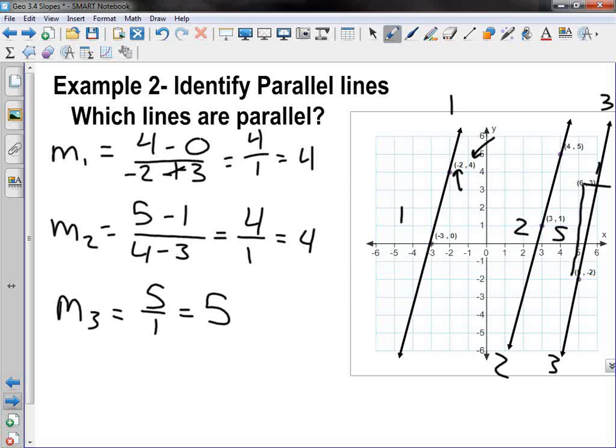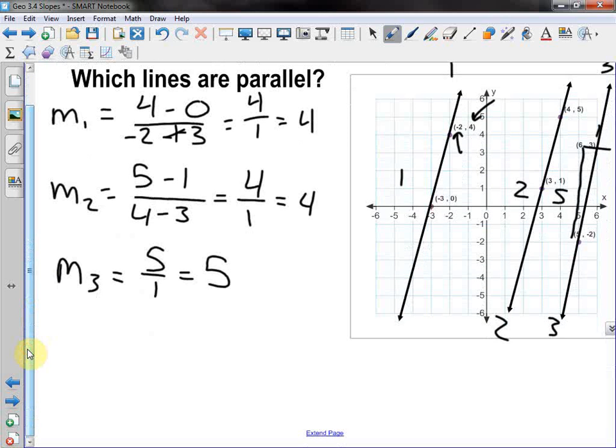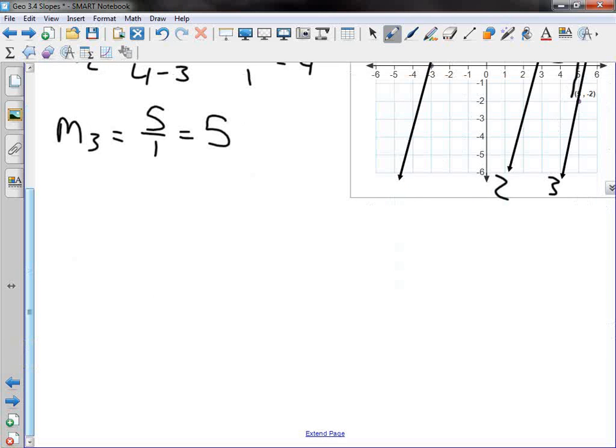So 1 and 2 are what type of lines? Parallel, good. Now, this is how I'm going to write that, because I don't like writing parallel. Sometimes I forget how many L's are in there. It's confusing, right? They kind of look like the L's in parallel. So I'm going to say line 1 parallel line 2. Okay, good job. Line 1 parallel line 2.